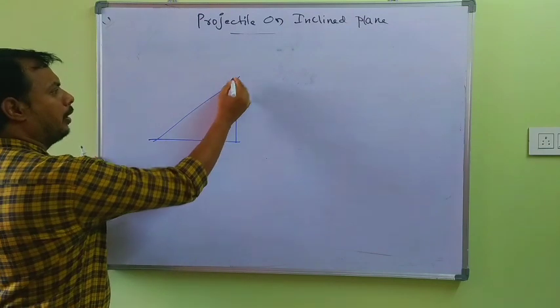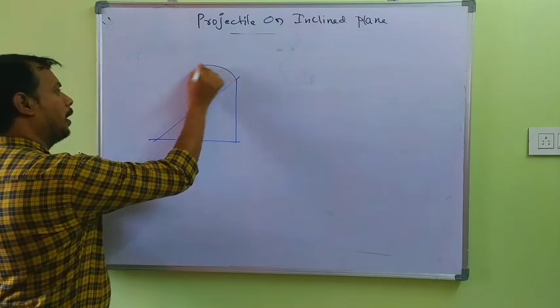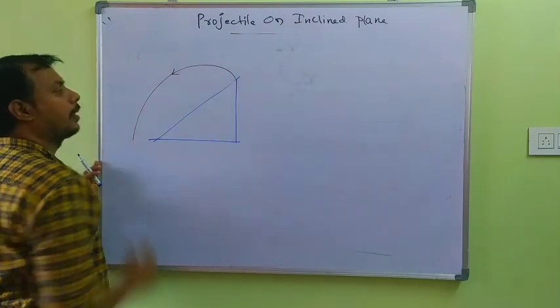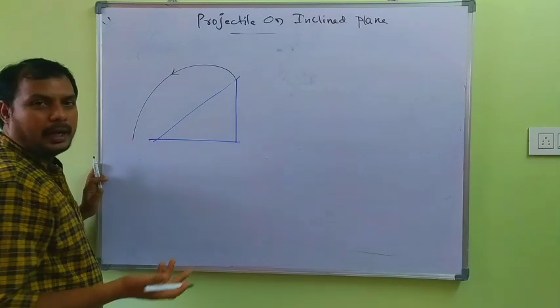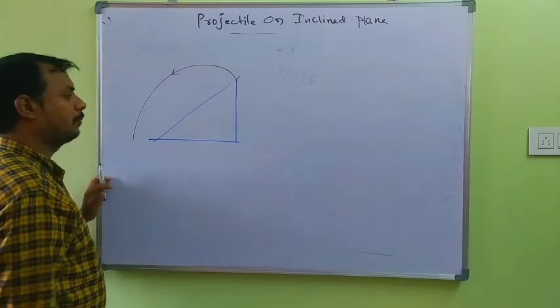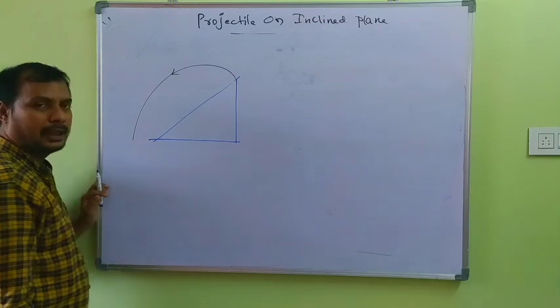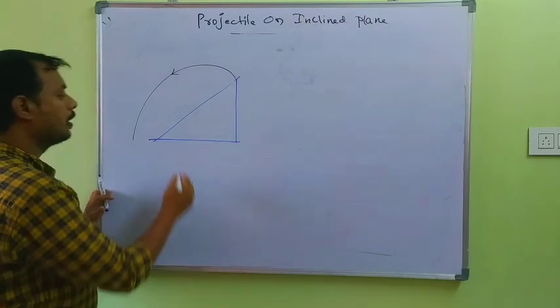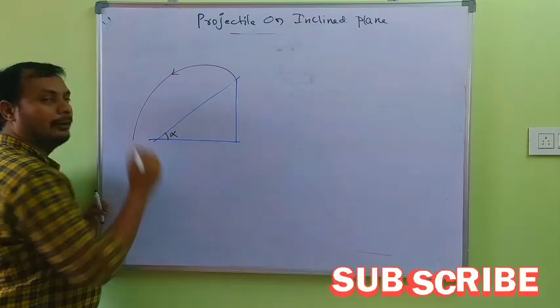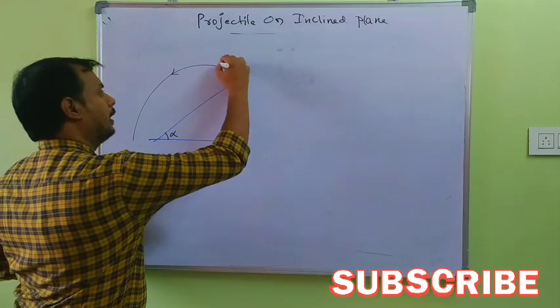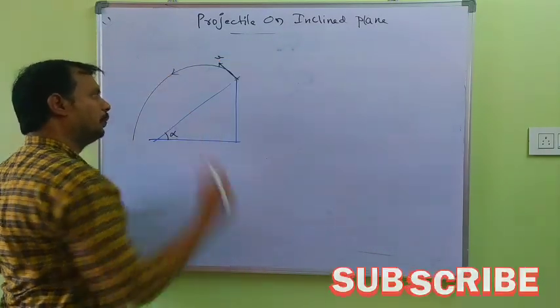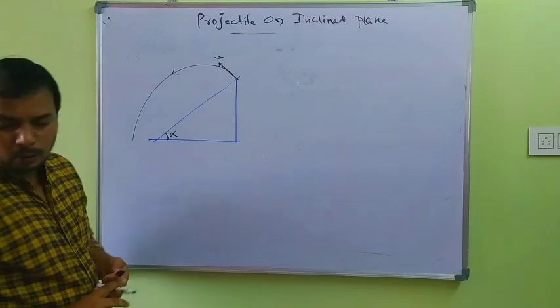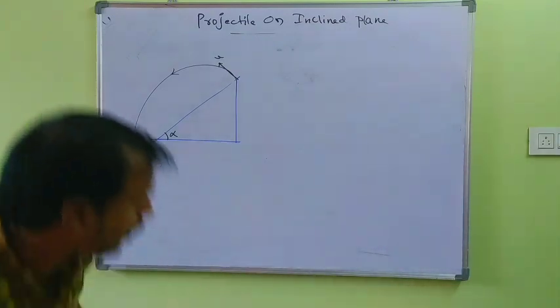Now the body is projected down from the inclined surface. So the projectile is projected down like this. What is the time of flight and what is the range? It is very simple; compared with the previous case, it is going to be very easy. The angle of inclination is alpha, and the velocity of the body is u. So just imagine a coordinate system.